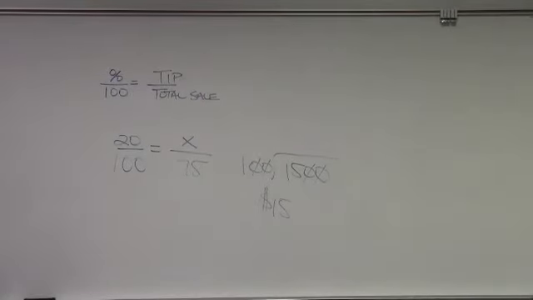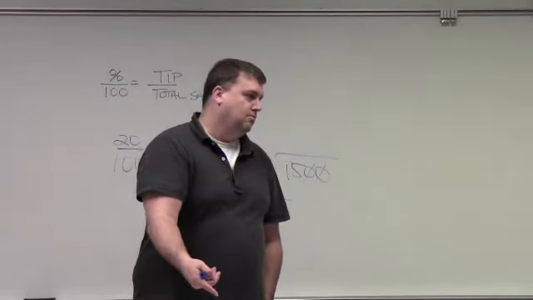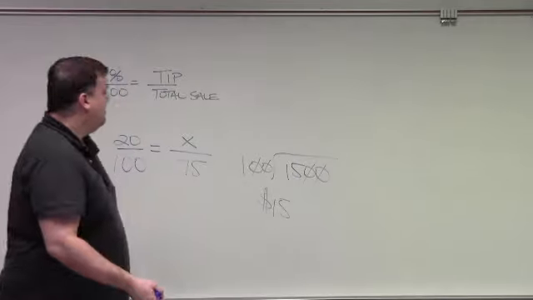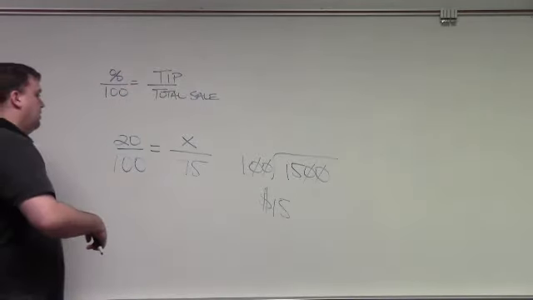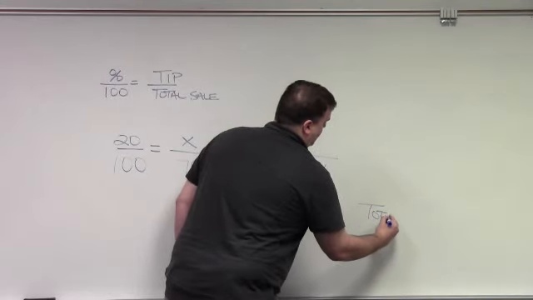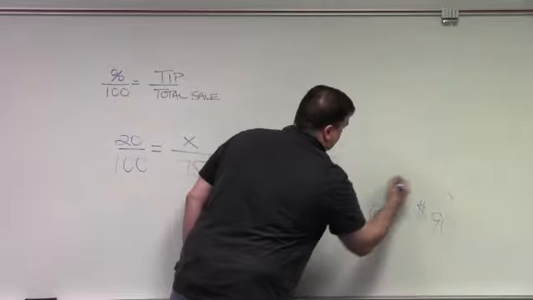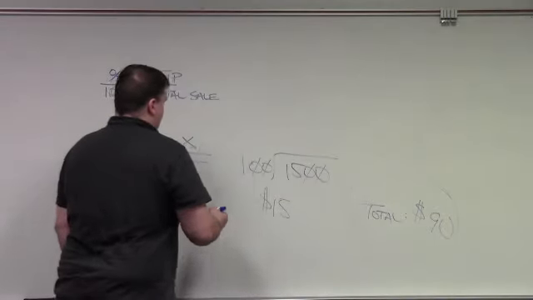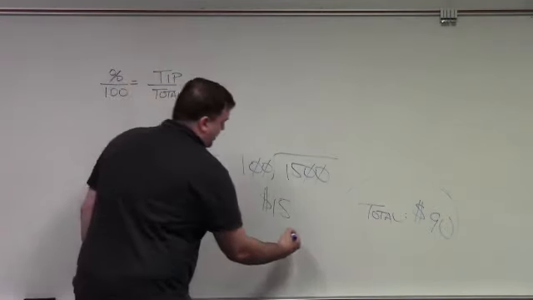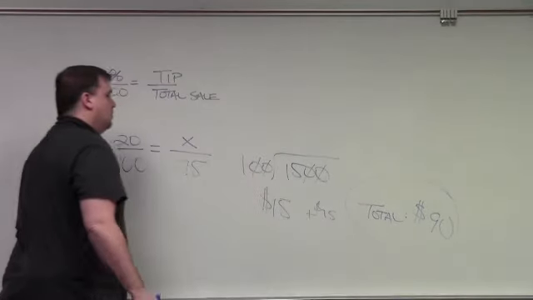They did ask how much tip was left. They also asked what was the total price of the meal with the tip. So the meal cost $75. I had a $15 tip. So how much is the total meal? $90. So the total is the 75 originally plus the tip.